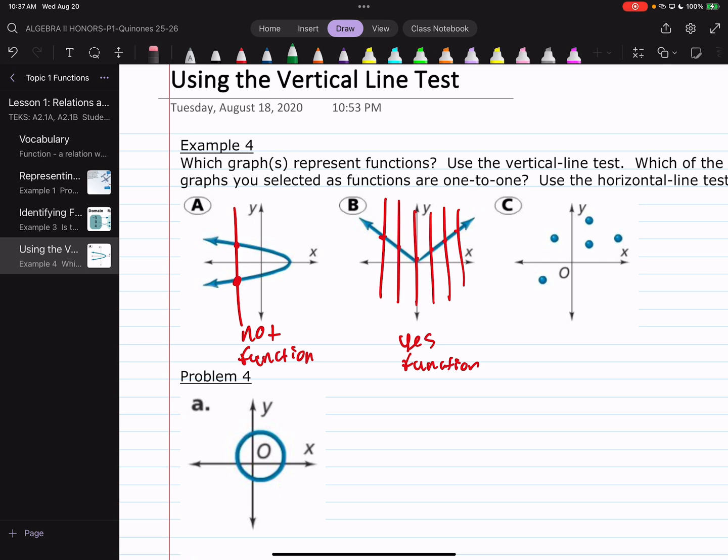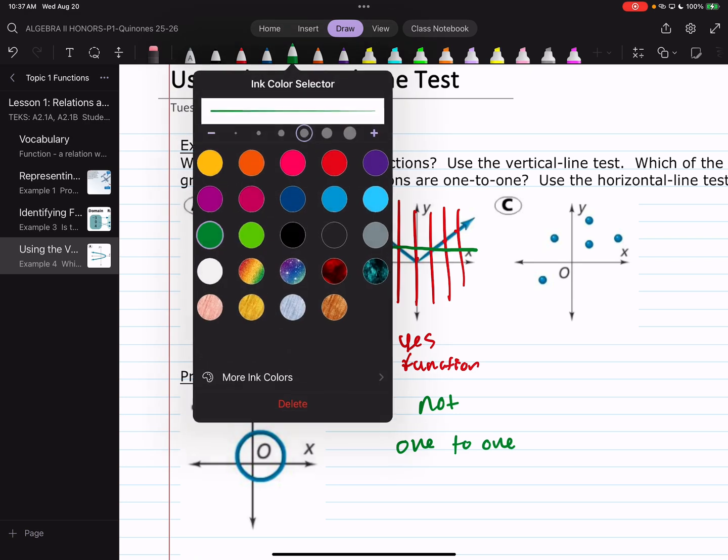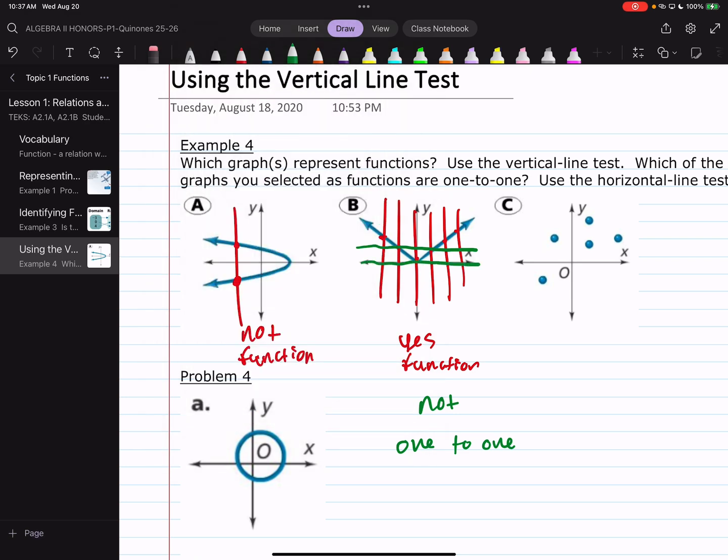However, what if I were to draw a horizontal line? Is this a one-to-one function? A great question is also, Mr. Quinones, what if I would have drawn the horizontal line here? It only touched it once. True. But for those of you that took me in geometry, I'm telling you that a one-to-one function has a unique y value, right? It's never repeated. So it can't just be true once. It has to be true always, every single time.